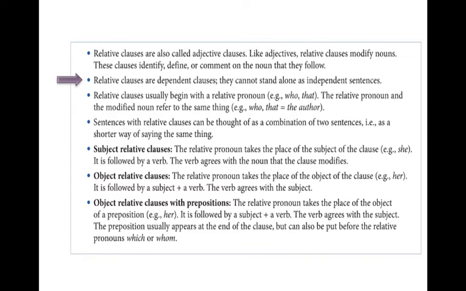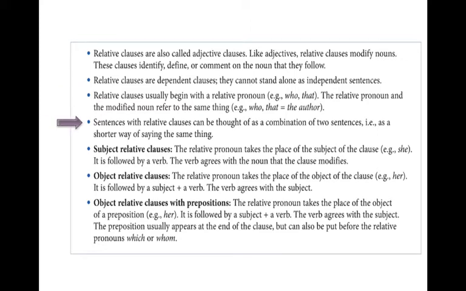Relative clauses are dependent clauses. They cannot stand alone as independent sentences. They are dependent. They must go together with a main clause, with an independent clause. Relative clauses usually begin with a relative pronoun, for example, who or that. The relative pronoun and the modified noun refer to the same thing. For example, who and that in the previous examples means the author.